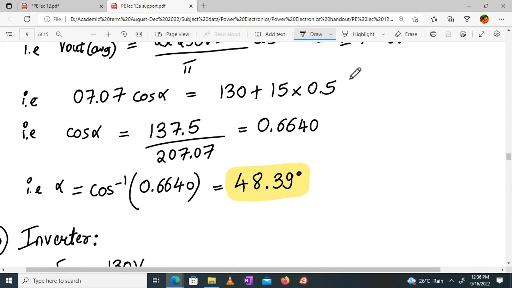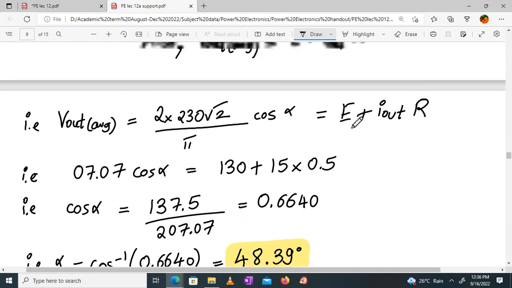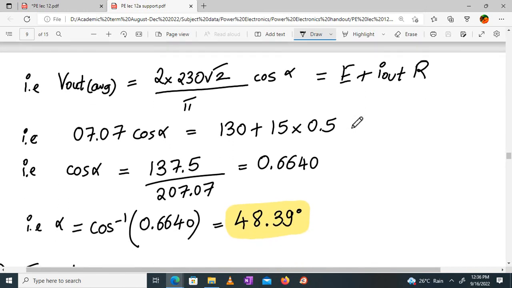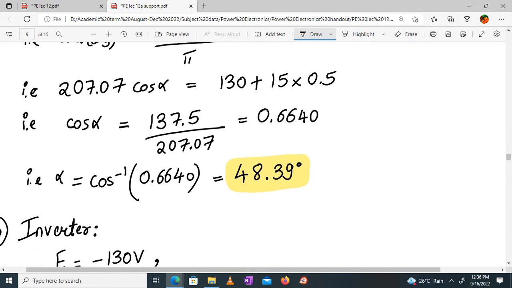What is alpha coming as? Sorry? 53. Just one more person, please calculate this and tell. Okay. One of you, please cross check it. That's what I told you. Cross check this answer. Check.